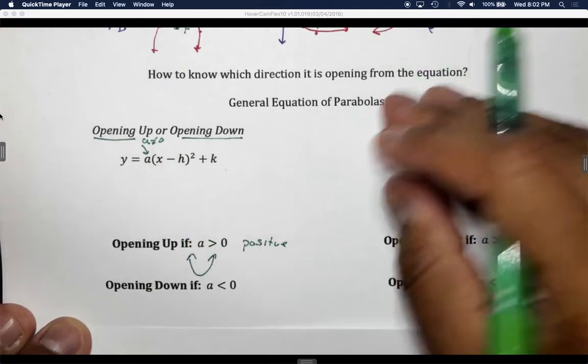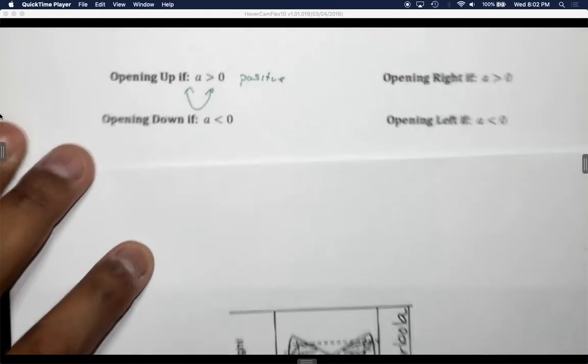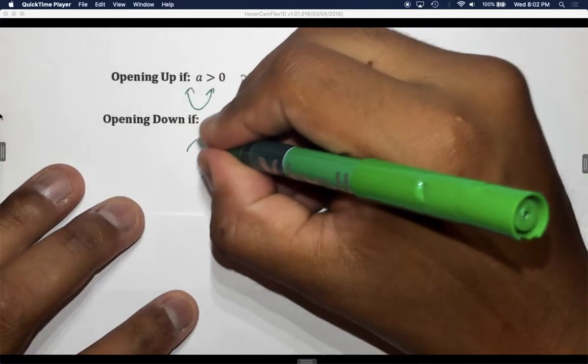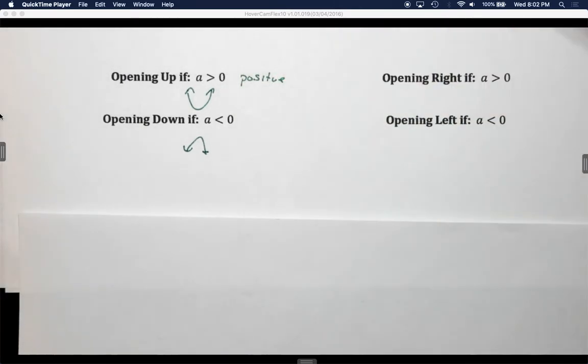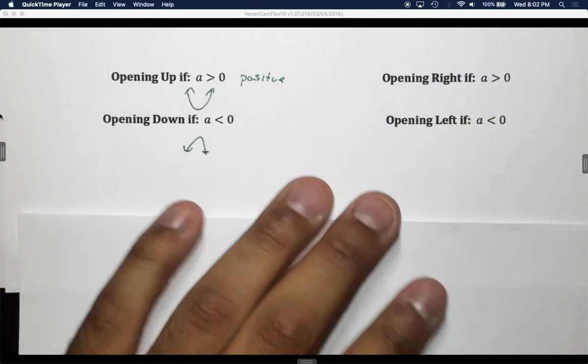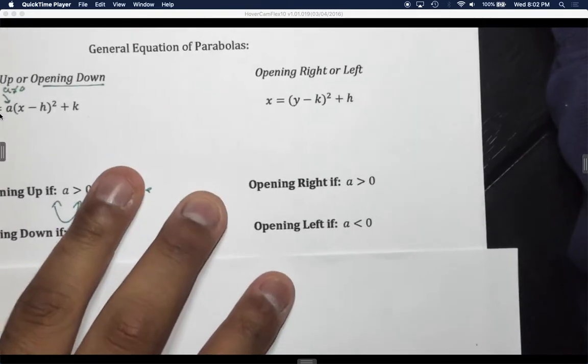Now, if that a is negative, that means that your parabola is going to be facing down. So, that's pretty much how you know if it's opening up or down. Let's talk a little bit about right and left.